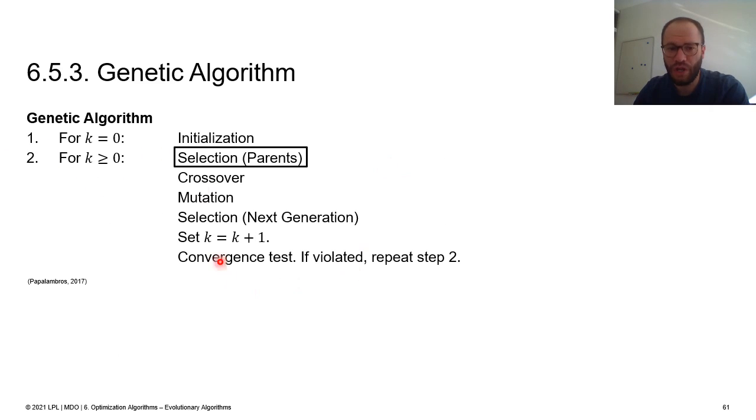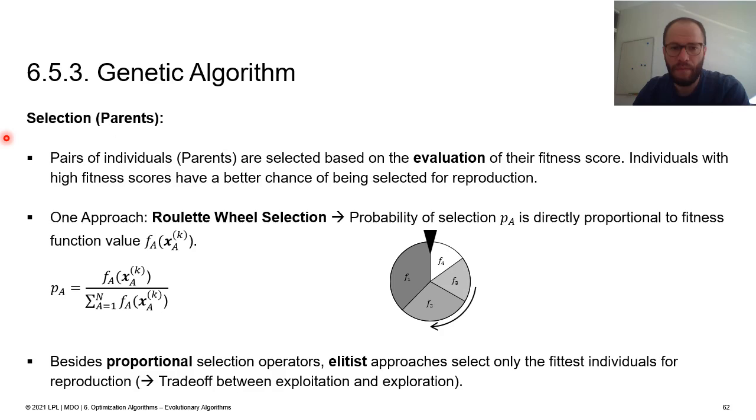Then we go into the iteration. So the first part is the selection of the parents. And here we see also that in the selection part there is evaluation taking place. So the pairs of individuals, so these are the parents, are selected based on the evaluation of their fitness scores. If you have a better fitness score, so a lower objective function value, the chances are higher that you are taken as a parent. So one approach of many is the roulette wheel selection. So I think it's pretty straightforward. So the probability of being selected is directly proportional to your fitness function value.